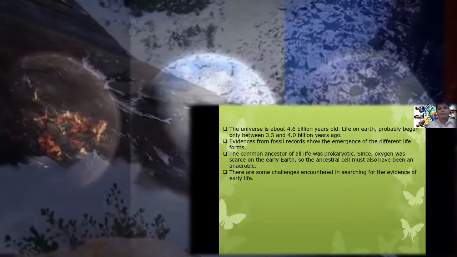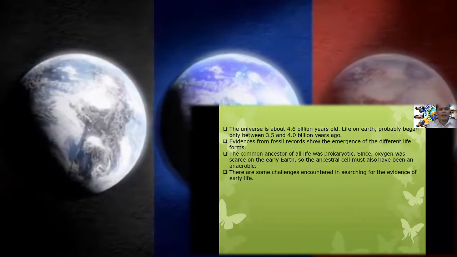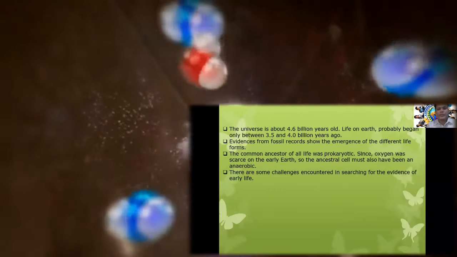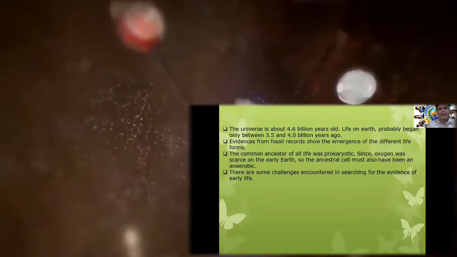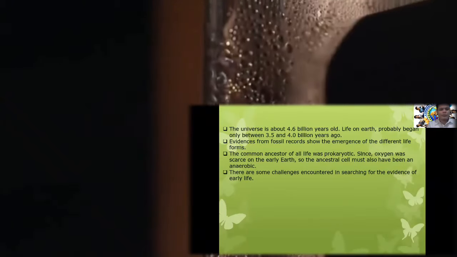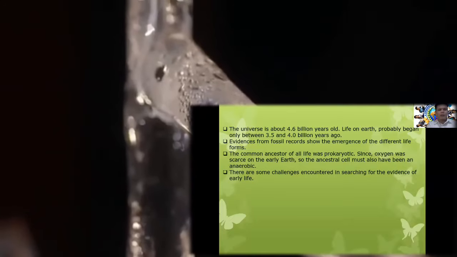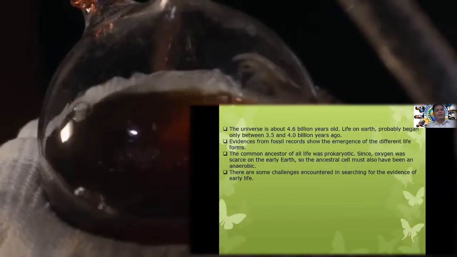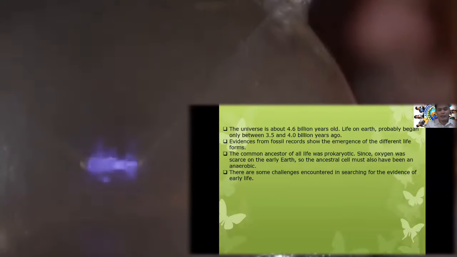The common ancestor of all life was prokaryotic, since oxygen was scarce on the early Earth, so the ancestral cell must also have been anaerobic. There are some challenges encountered in searching for the evidence of early life. So, usually, for our scientists to know how old, when life forms started, their basis talaga is by dating, base dun sa mga fossils na nahanap po nila.